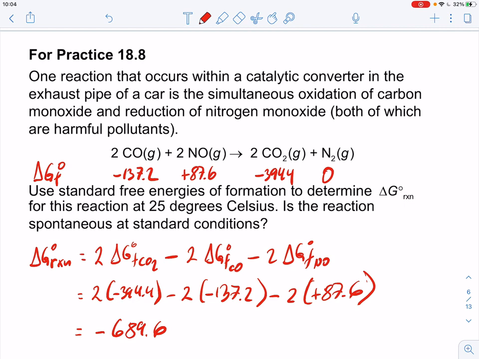For this, you need to have the proper values, the free energies of formation, and then products minus reactants. Remember to multiply by the stoichiometric factor out of the reaction, and then you obtain the free energy for the reaction.